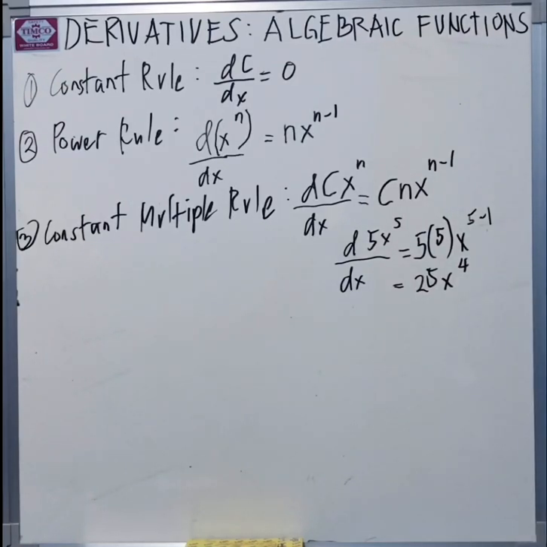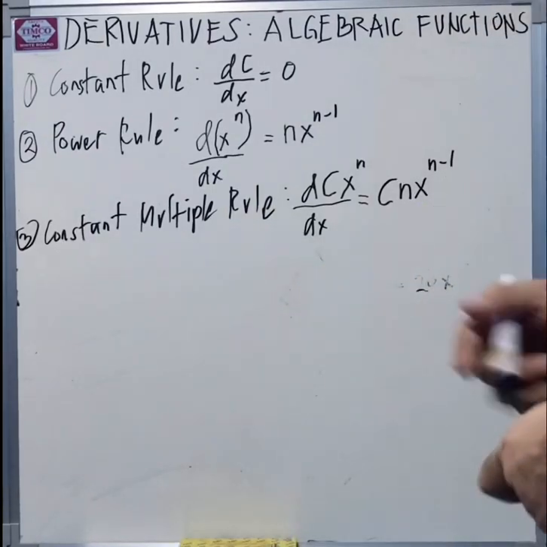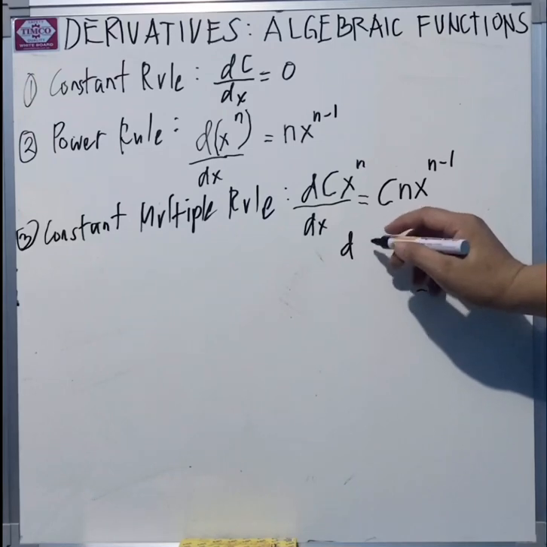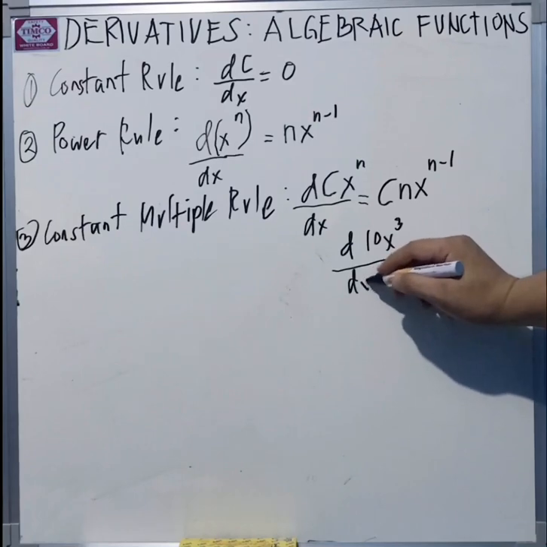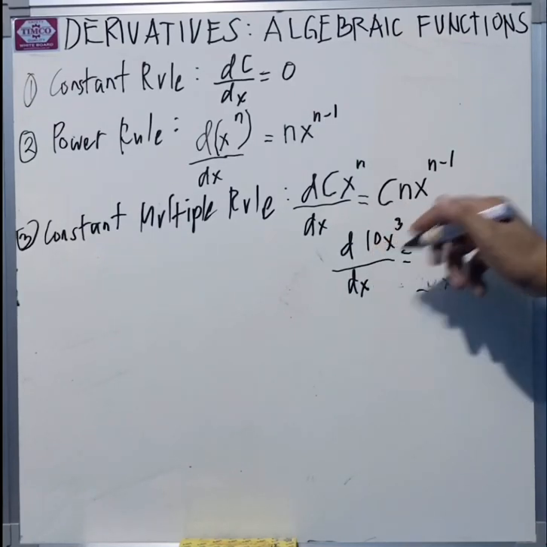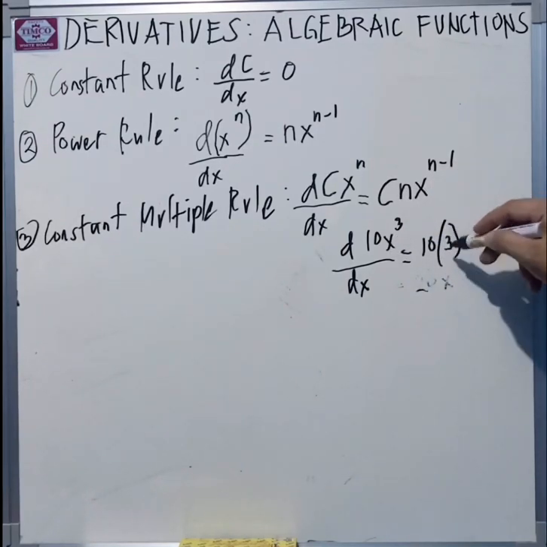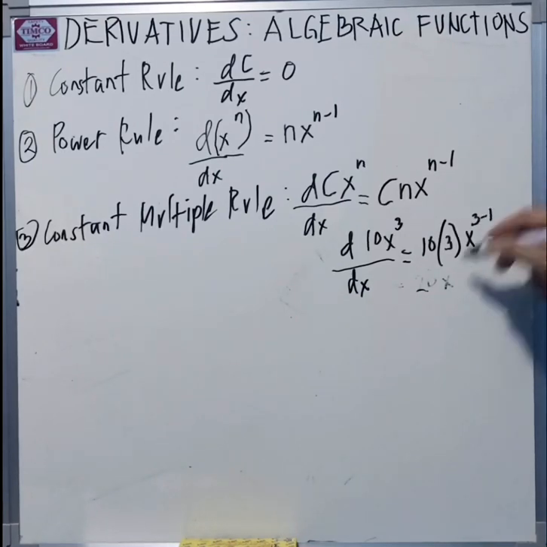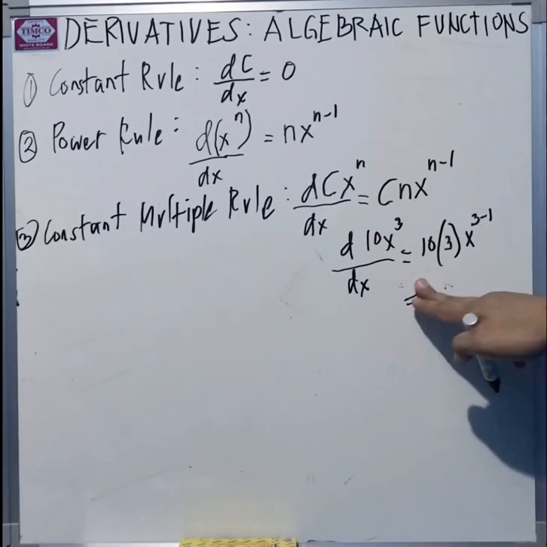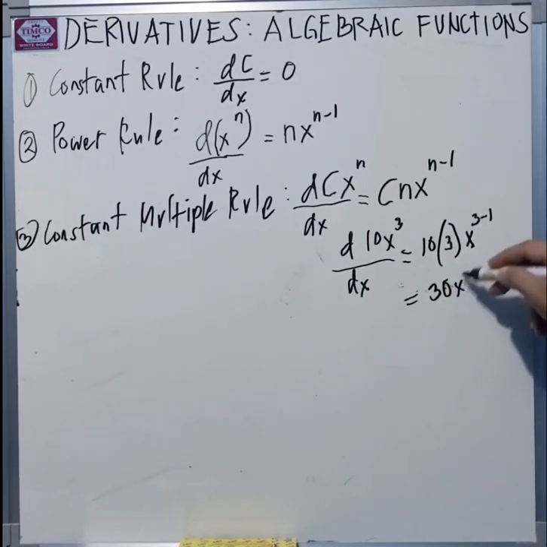Another example, we have to find the derivative of 10x cubed with respect to dx. We need to find c, which is 10, multiply it by n, times the variable raised to the power minus 1, equal to 30x squared. Okay, that's the constant multiple rule.